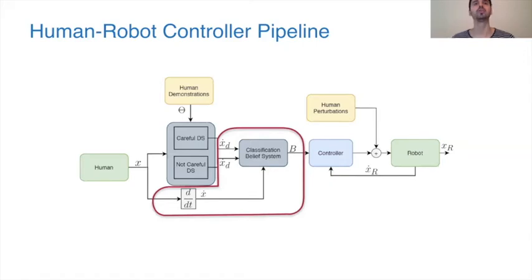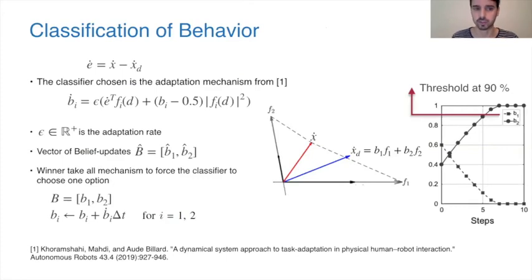the wrist position of the human is being fed to our models, and then Gaussian mixture regression generates the desired velocity for each of the corresponding models, and then our classifier will compute the difference between those two desired velocities and the real velocity at which the human is moving their wrist. And so our classifier takes the error of this difference for both cases, and then we compute something called the belief system.